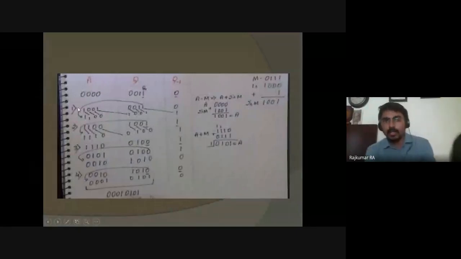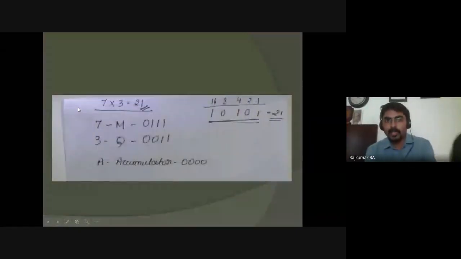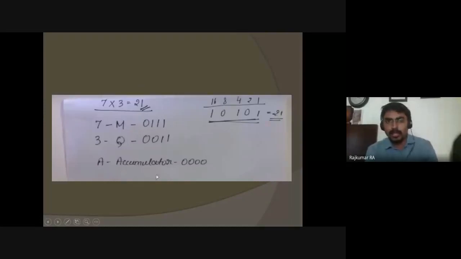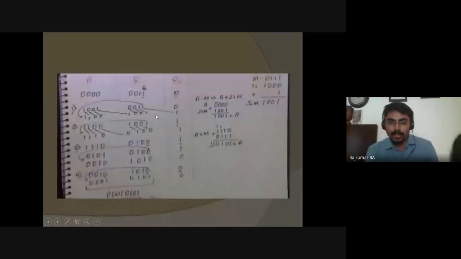Now A means the accumulator, that is 0000. Now Q means the second number, 0011. Okay, 0011 is the Q. Then Q minus 1 by default we take as 0. So this is what we have in the tabulation, the value of A, Q, and Q minus 1.